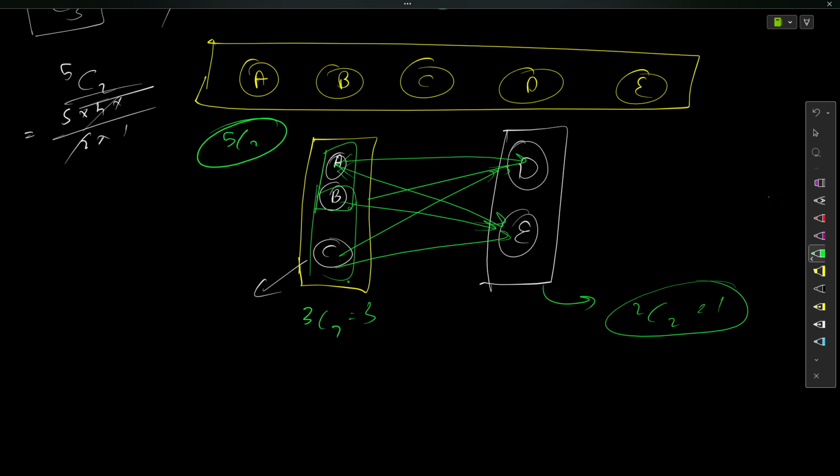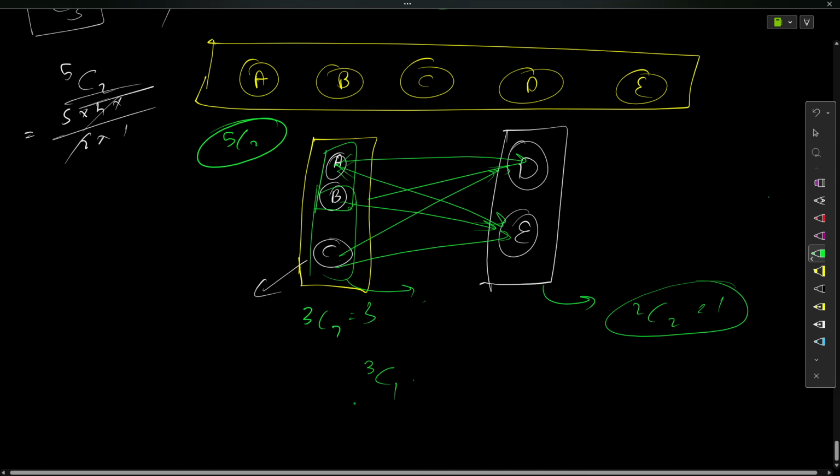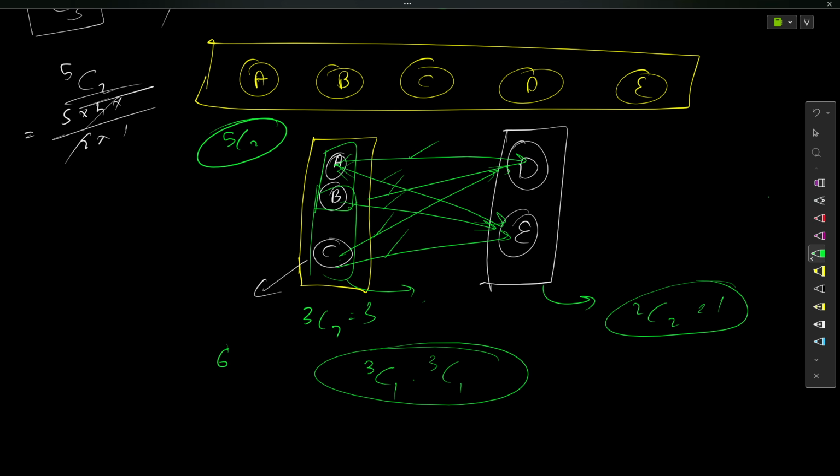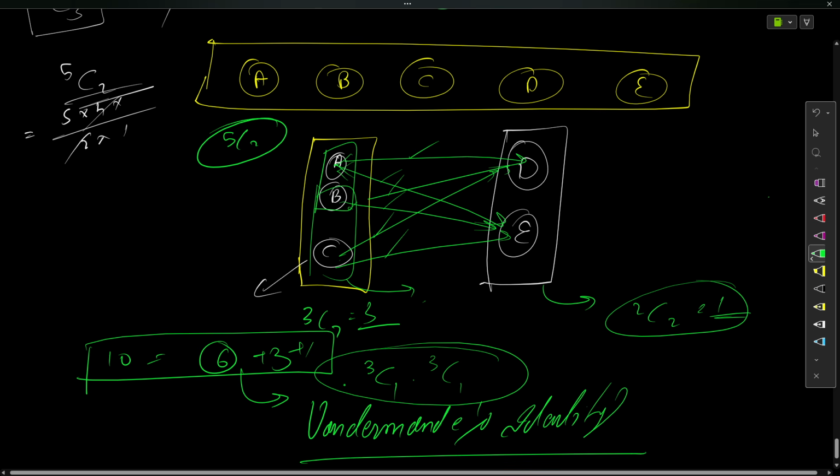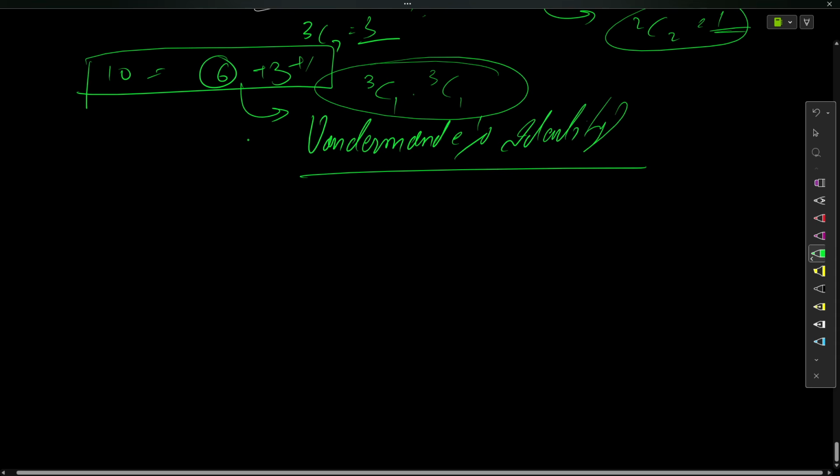On this side, I'm choosing one ball, so this will be 3C1 multiplied by, again, choosing one ball on the second side, 2C1. So 1, 2, 3, 4, 5, 6: 6 from here, plus 3, plus 1. Yes, so it's equivalent to a total of 10. So this is how Vandermonde's identity helps us in analyzing combinations. And we can even go for 5C3, or maybe, let's just go for 4C3 at last.